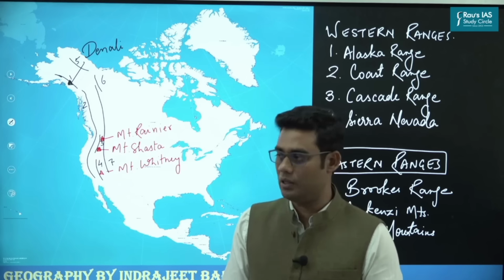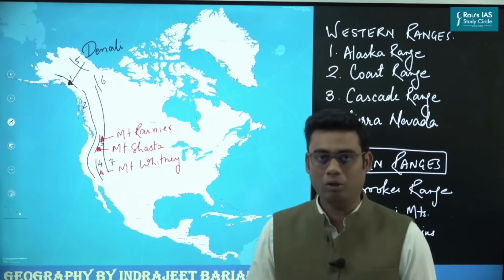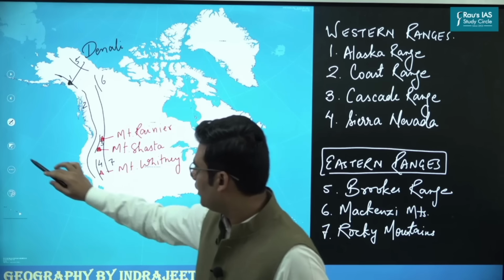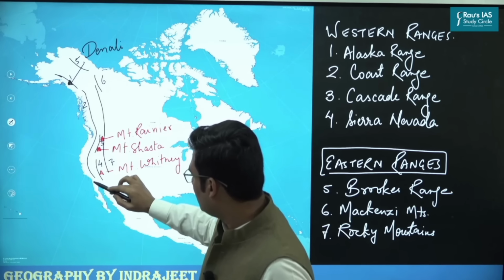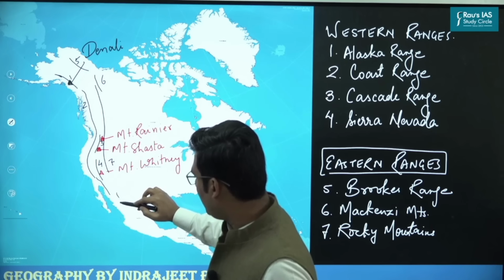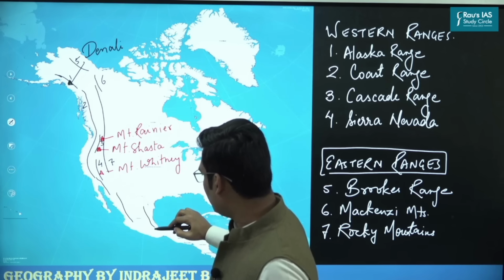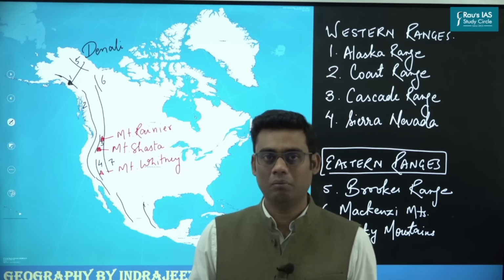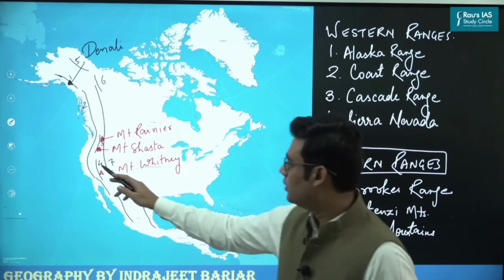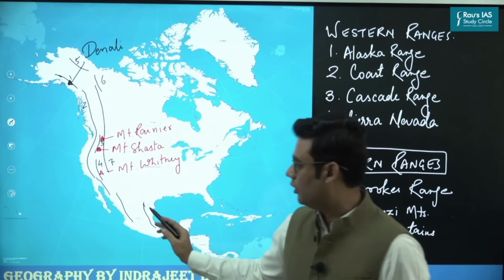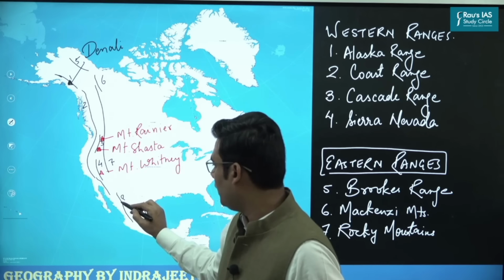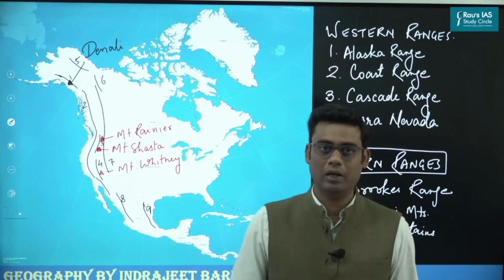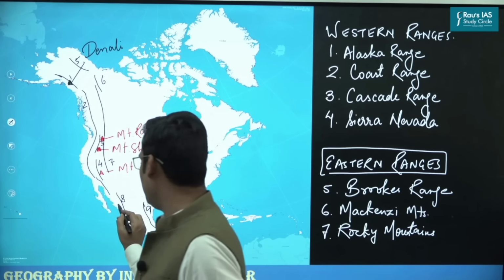Beyond this, if I go into Mexico, although Mexico we would be covering under Latin America, what you see over here is this coast range extending into Mexico, and I have 2 mountain ranges over here which go by the name Sierra Madre. So Sierra Nevada in USA, that is 4th, what we have marked, and Sierra Madre in Mexico, let's call them 8 and 9. So Sierra Madre 8 and 9, they are named as Sierra Madre.